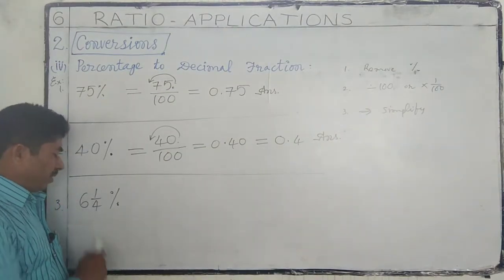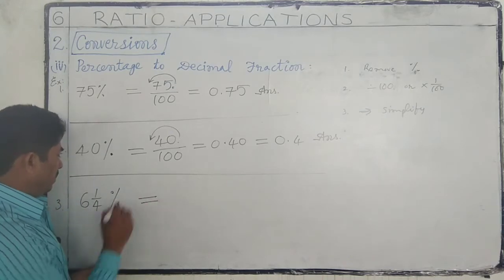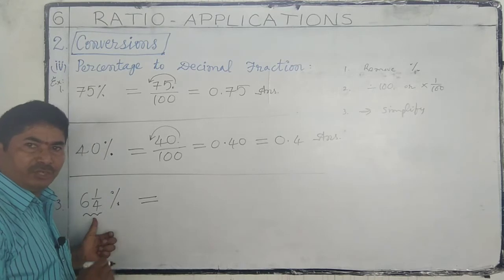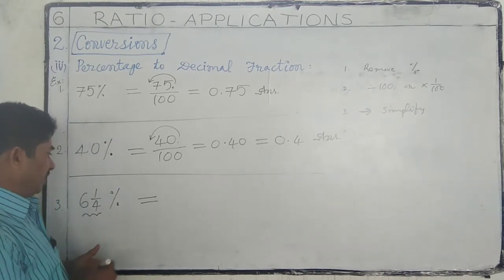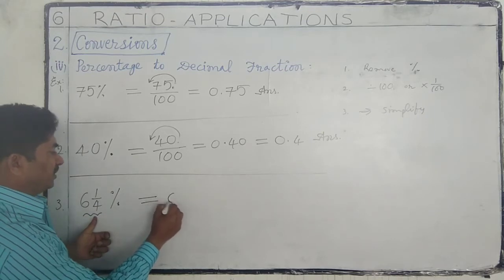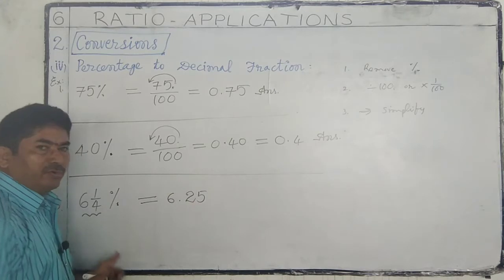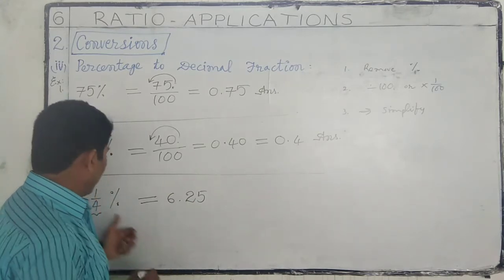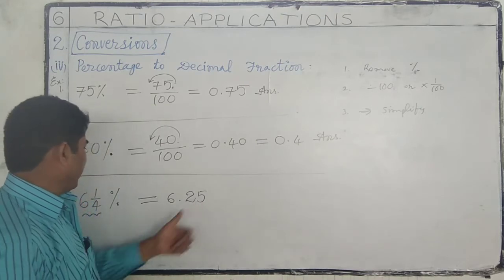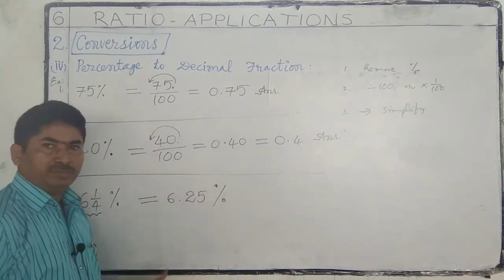Here we have a mixed fraction. First, we have to convert this mixed fraction into a decimal fraction. 6 1 by 4 is equal to 6 point something. 1 by 4, we know, is a quarter. So that's why 6.25. Write this percentage sign as it is.